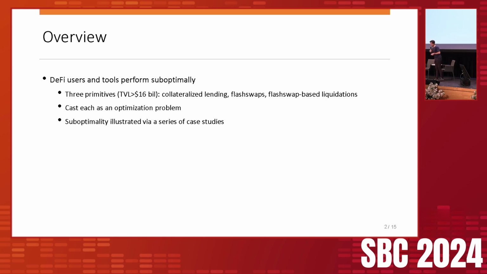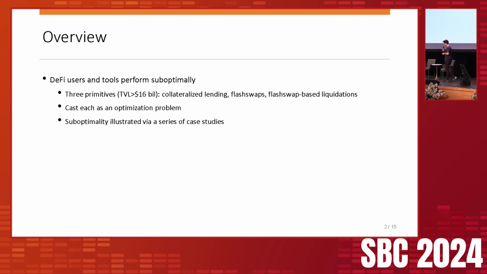The second primitive is flash swaps. I assume that people here know what swaps are and what flash loans are. Flash swaps are essentially the love child of these two primitives. They let people take out one asset, use it for the duration of a transaction, given that they would repay it plus maybe some fees by the end of the transaction.